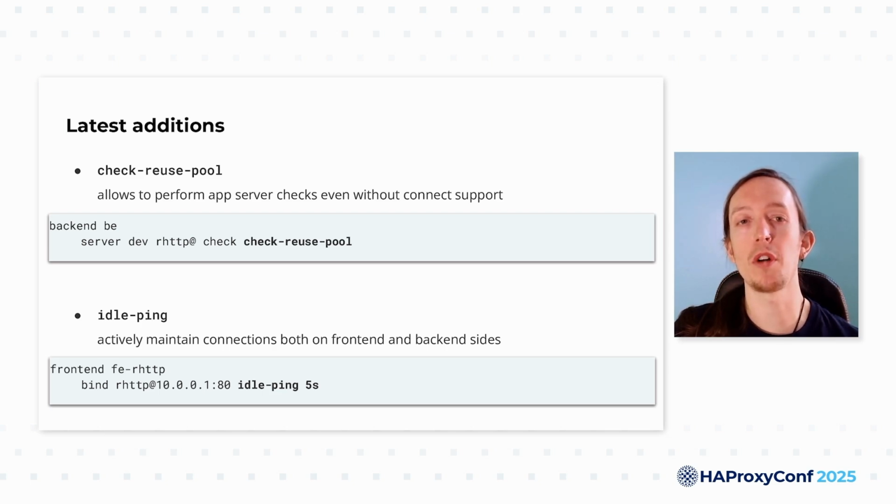The other keyword is idle-ping. Idle-ping can be activated on bind and on server lines. It will perform a simple check to be able to detect if the connection is still active. It relies on the underlying multiplexer support. So for now, only HTTP2 implements a proper idle ping mechanism.